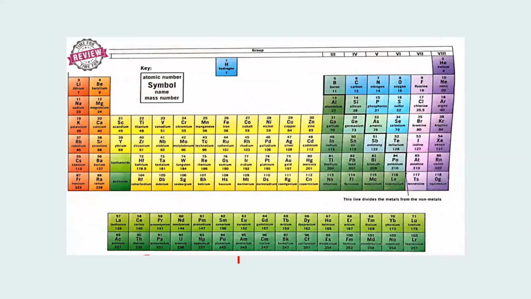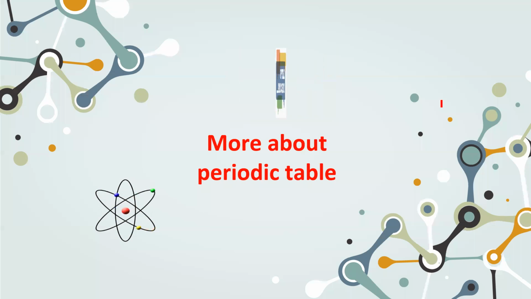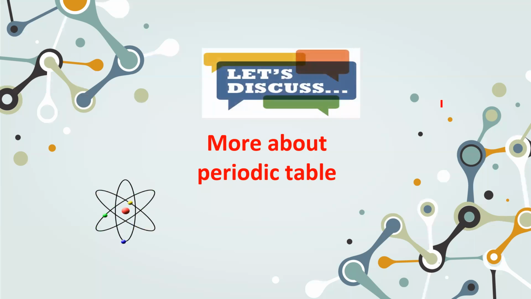This is a periodic table. You can clearly see here different groups are there. This is the first group. Okay, that is called what? Alkali metals. Second, third, fourth, fifth, sixth, seventh, and eighth. Now, today we will discuss these groups in very much detail. So let's discuss more about the periodic table.